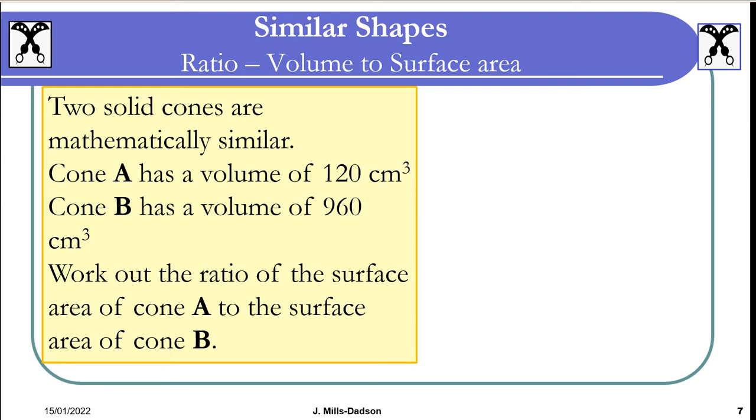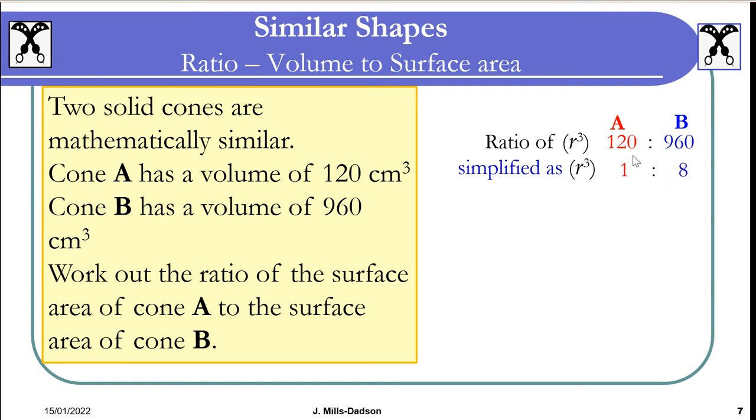So we've been given measures in volume and we want answers in area. So you need to know the dynamics. First, we start with the ratio of A and B, and everything is R cubed because it's expressed in volume. Simplify where possible. 120 divided by 120 is 1, 960 divided by 120 is 8. So we have it in simplified form, but it's still R cubed.